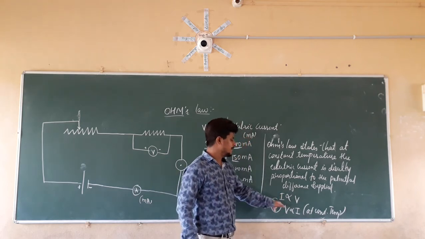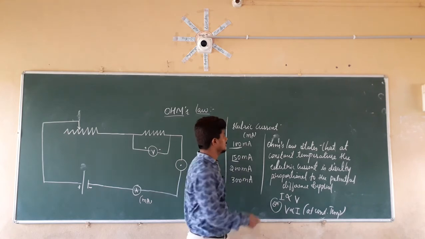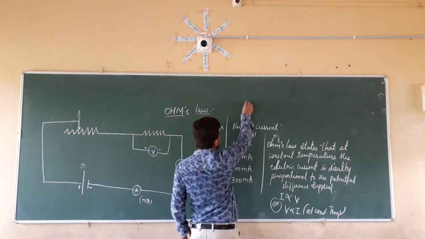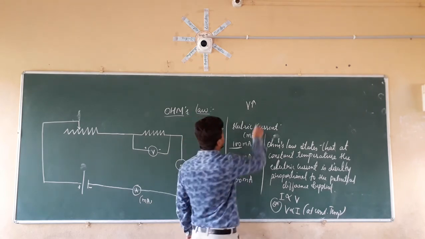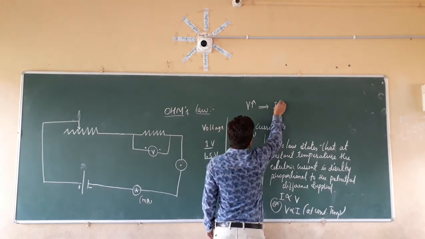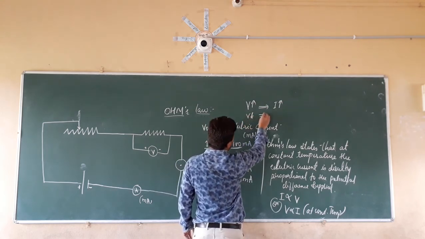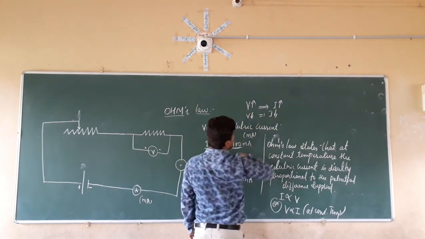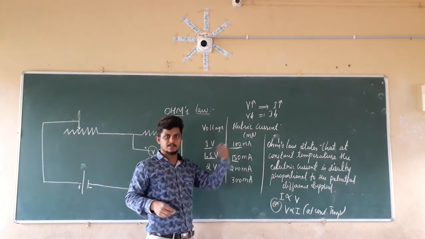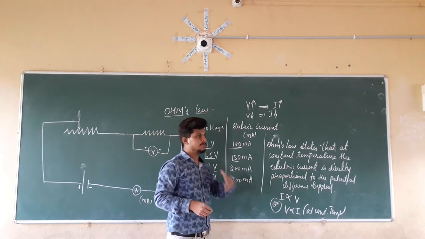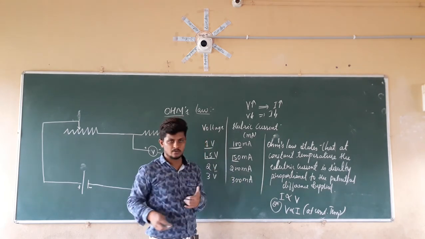Right? So V is directly proportional to I, at constant temperature. What does it mean? If V increases, I also increases. If V decreases, electric current also decreases. Like this, it is directly proportional. An increment in the voltage increases the electric current, a decrement in the voltage decreases the electric current.